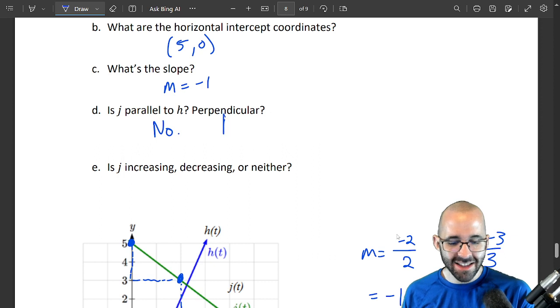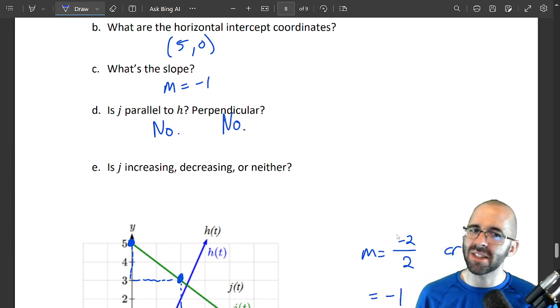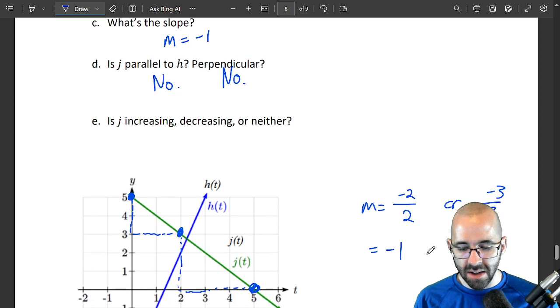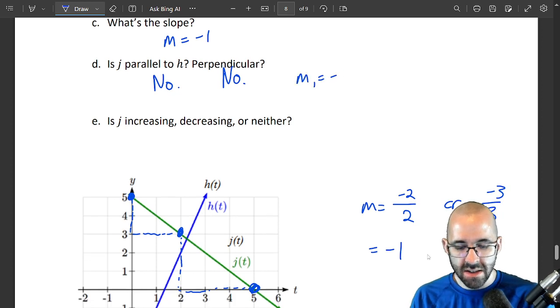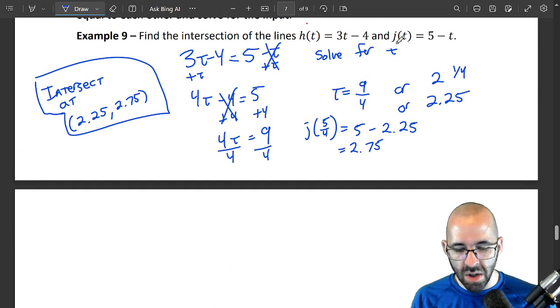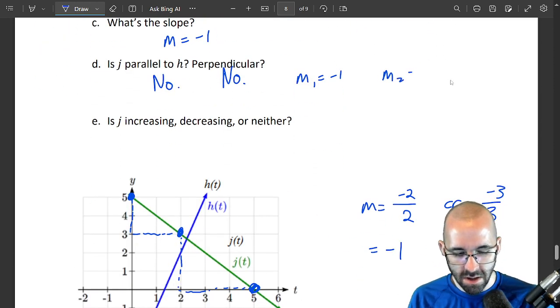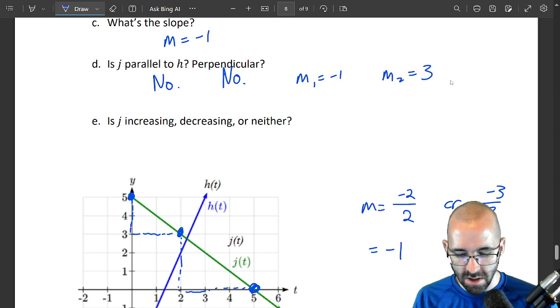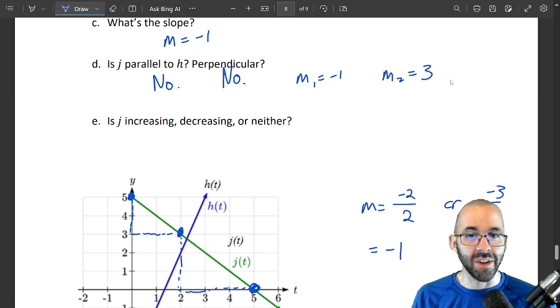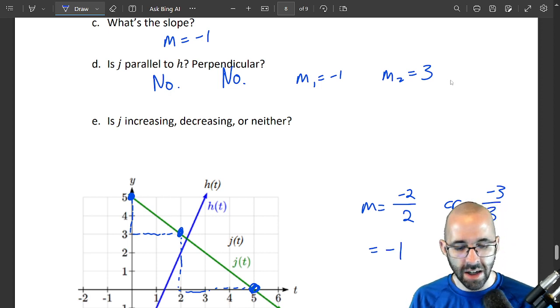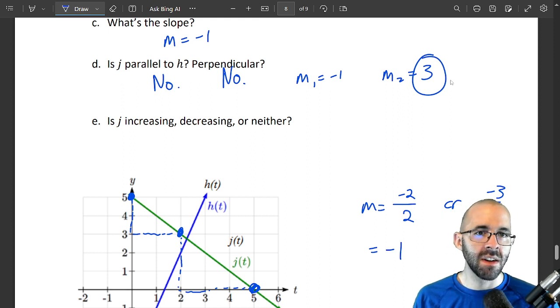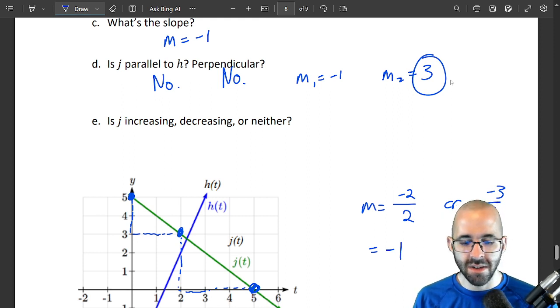And I'm going to guess that they're not perpendicular. Sometimes it's hard to tell. But if you wanted to check, well, the slope for j is -1. And the slope for h, we know that's +3. Oh, it's not close at all. Oh, this brings up another good point. So the negative reciprocal, right? Reciprocal of this is 1/3. But a negative? Negative 1/3? No.